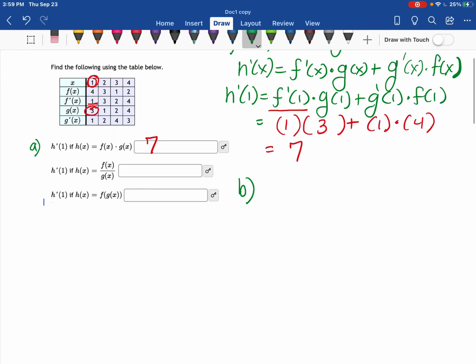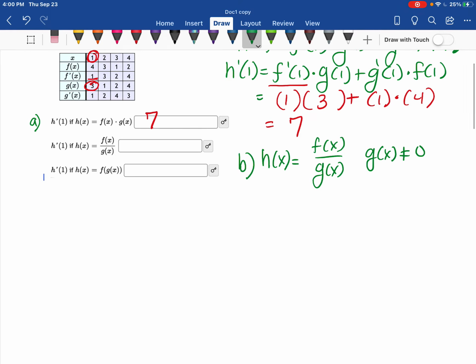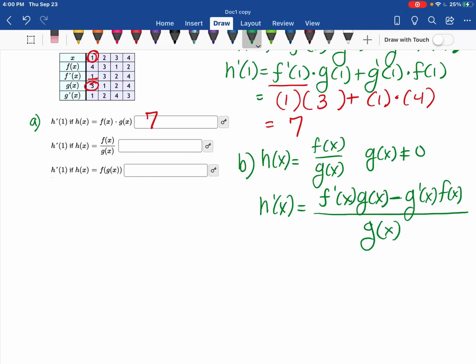For the second part, we are going to use the quotient rule. So I have h of x defined as the quotient of two functions. And this is provided that, of course, g of x does not equal 0. When I take the derivative, we're going to use the quotient rule. So I'm going to take the derivative of f times g minus the derivative of g times f all over g of x squared. And again, that's provided that g of x does not equal 0.